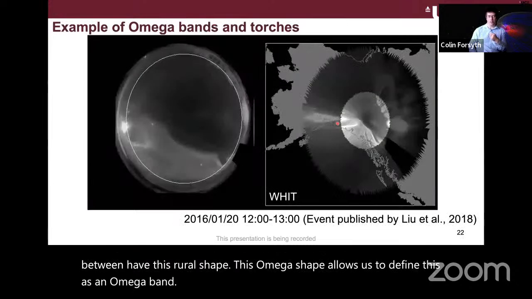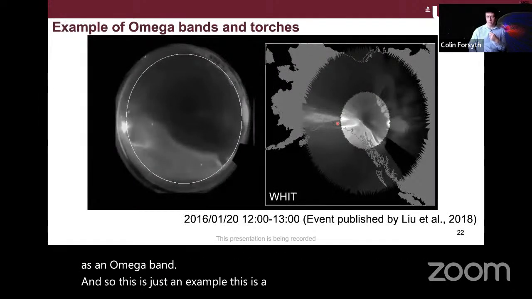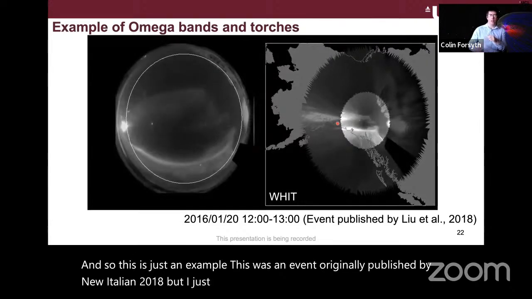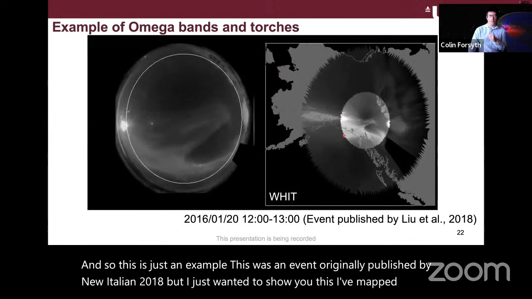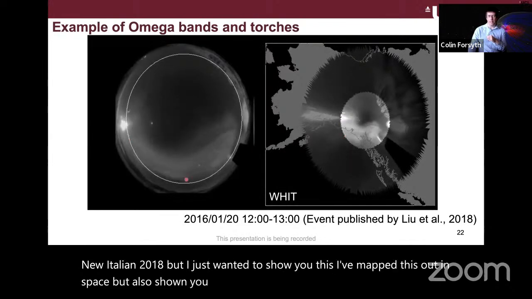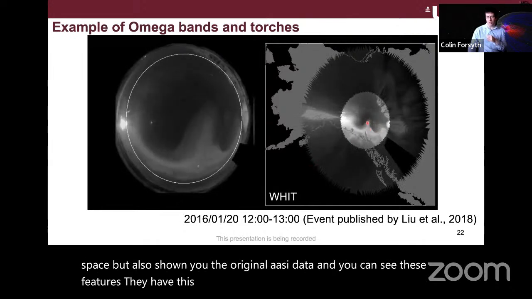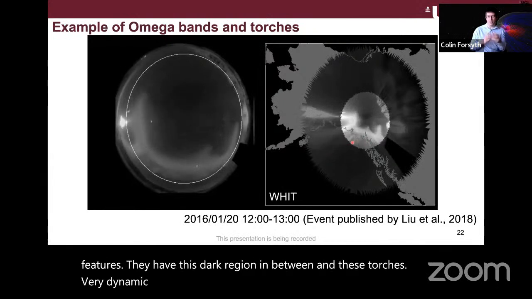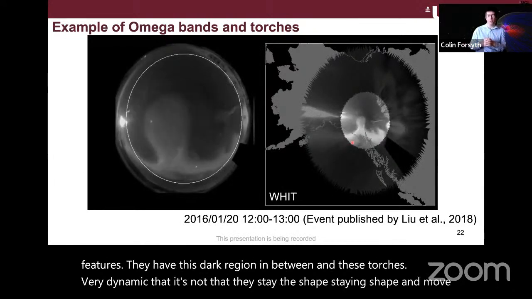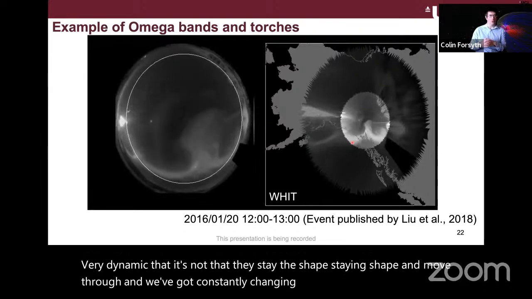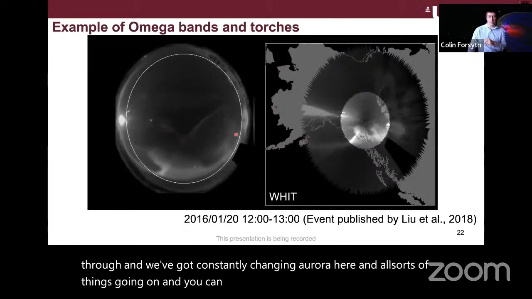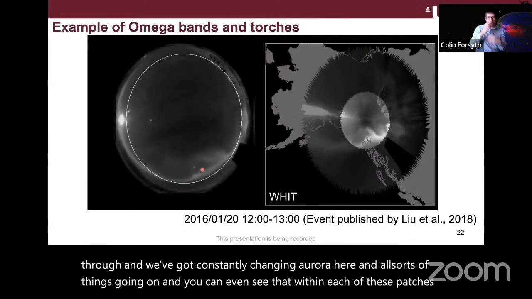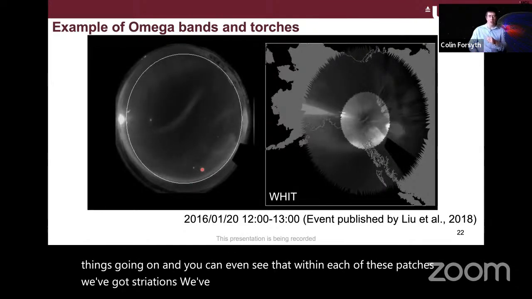And so this is just an example. This was an event originally published by Liu et al. in 2018, but I just wanted to show you this. I've mapped this out in space, but also shown you the original ASI data, and you can see these features. They have this dark region in between and these torches. It's very dynamic. It's not that they stay the same shape and move through. We've got constantly changing aurora here and all sorts of things going on. And you can even see that within each of these patches, we've got striations, we've got things that seem to be moving and going on within that.